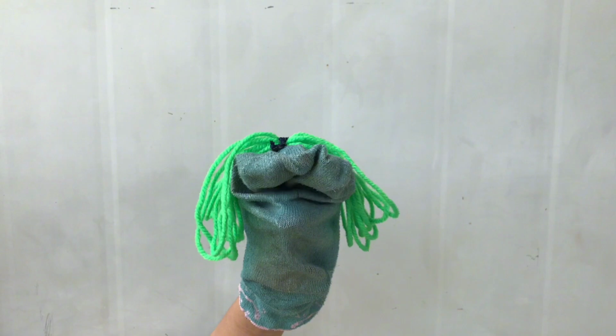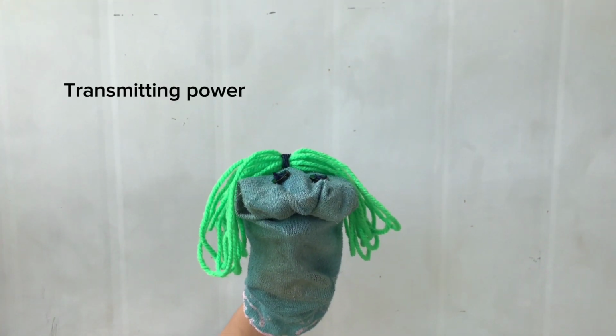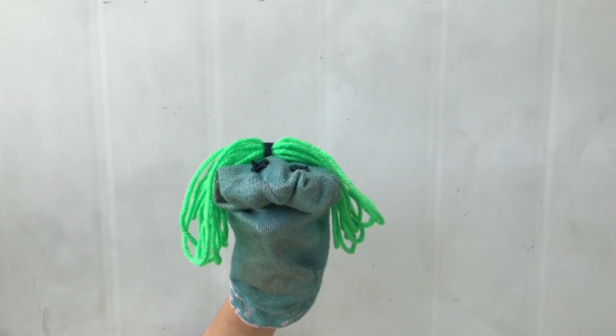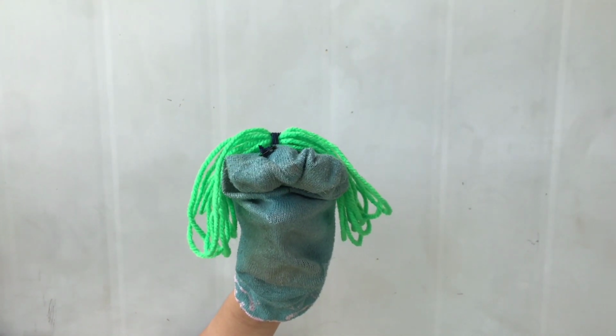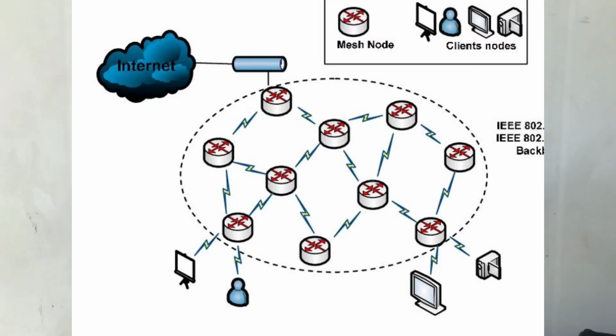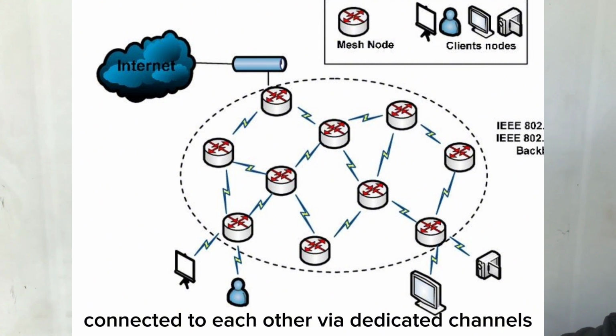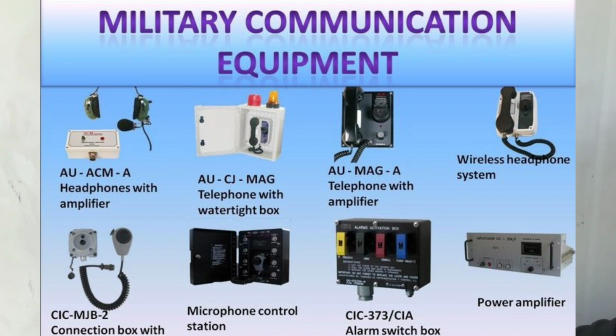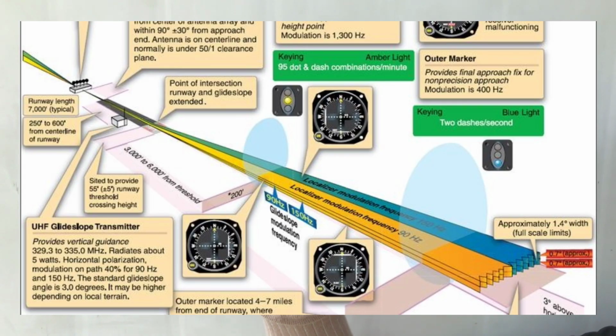Many other factors, including transmitting power and receiving sensitivity of a radio, can also affect the quality of a received radio signal. A common example of mesh topology is the internet backbone, where various internet service providers are connected to each other via dedicated channels. This topology is also used in military communication systems and aircraft navigation systems.